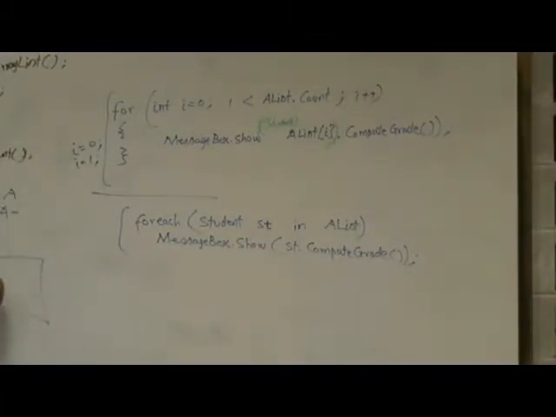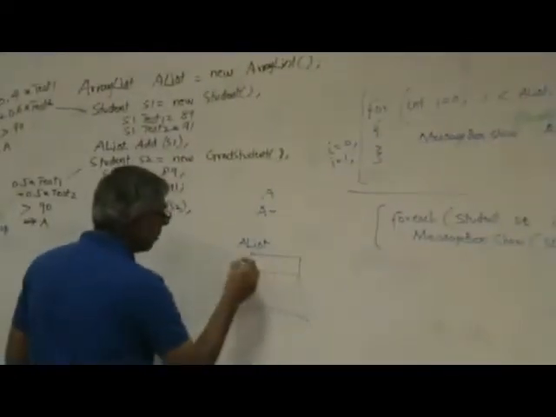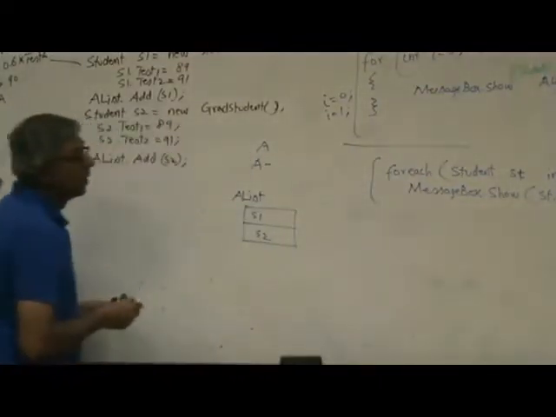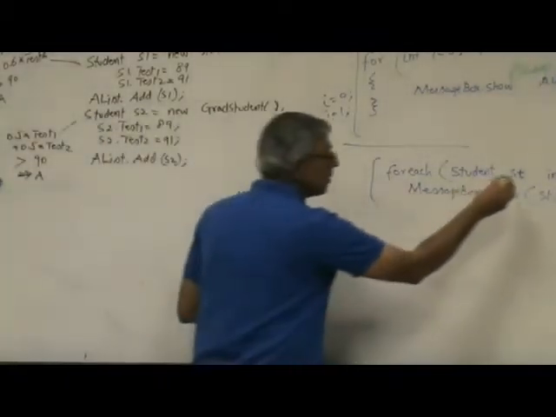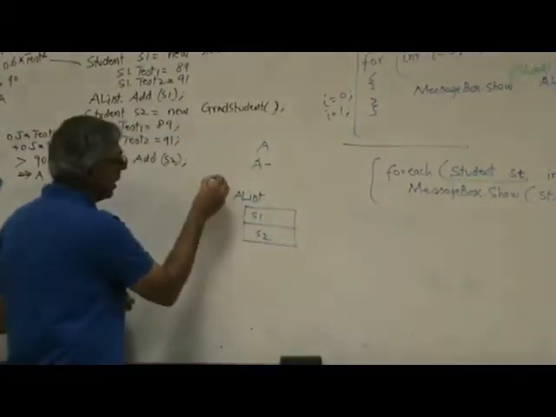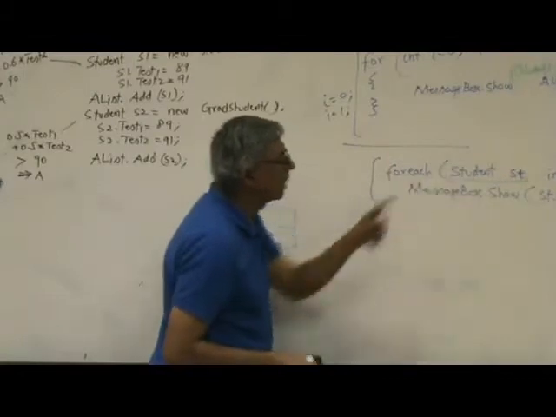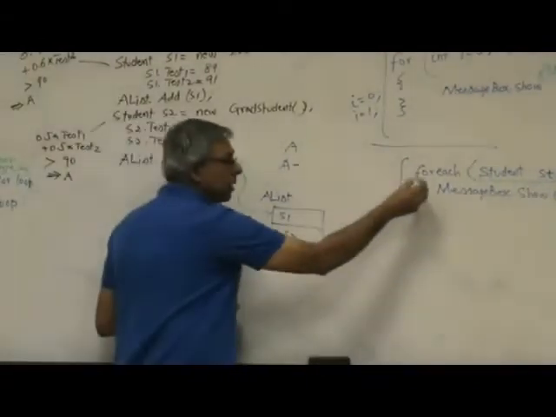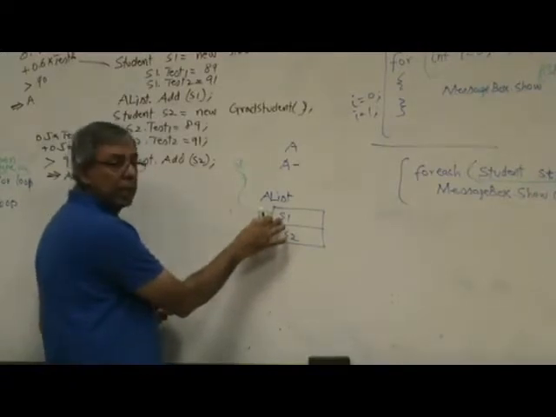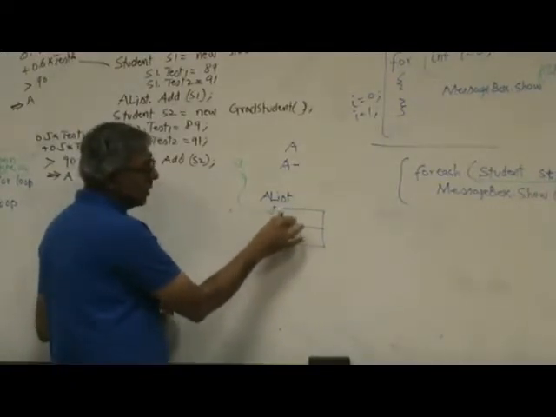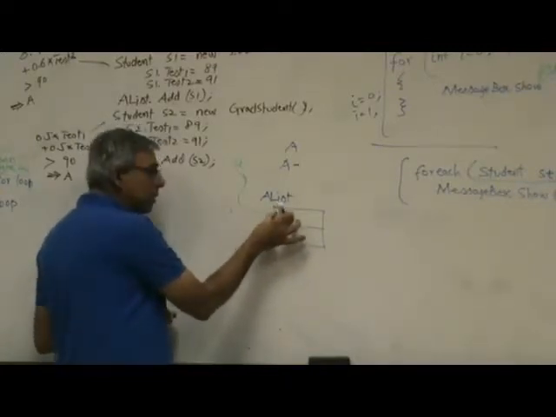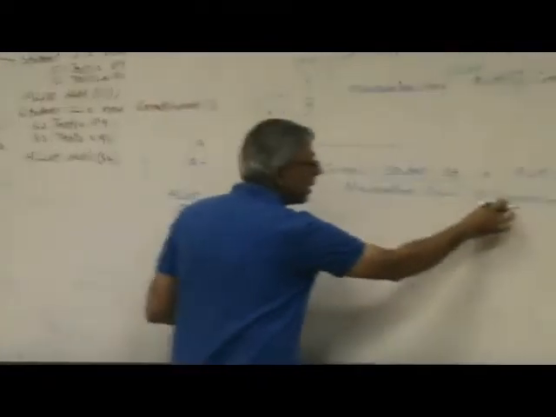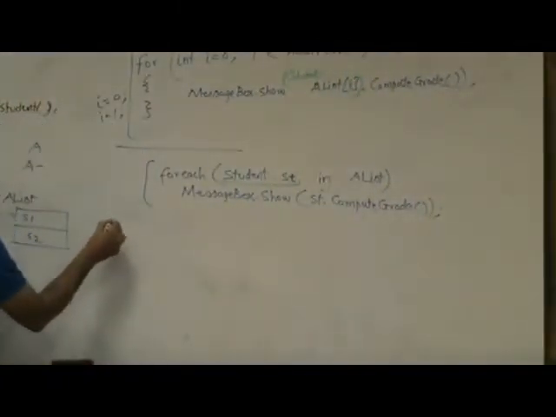Okay, to understand the for each loop, let me draw the picture. Right now, you have S1 stored over here, you have S2 stored over here in the array list, right? So think of this for each loop as student ST. We are creating a reference called ST, capable of pointing to a student. Once we say ST in a list, what it will do is, very first time through this loop, it will point to the first element. Is this a student? Internally, yes. Even though it's stored as an object, internally it is a student, right? It will call the compute grade and it will print out just like before an A.